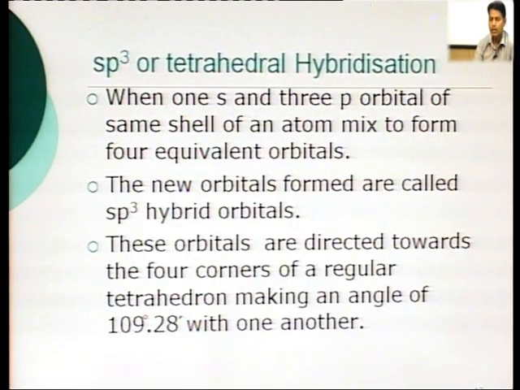sp3, or tetrahedral hybridization, is when 1 s and 3 p orbitals of the same shell of an atom mix to form 4 equivalent orbitals. The new orbitals formed are called sp3 hybrid orbitals. These orbitals are directed towards the four corners of a regular tetrahedron, making an angle of 109 degrees 28 minutes with one another. That is, all the hybrid orbitals are at an angle of 109 degrees 28 minutes.